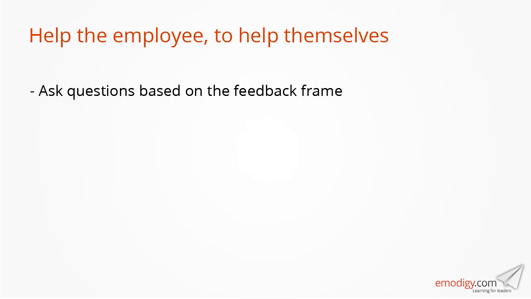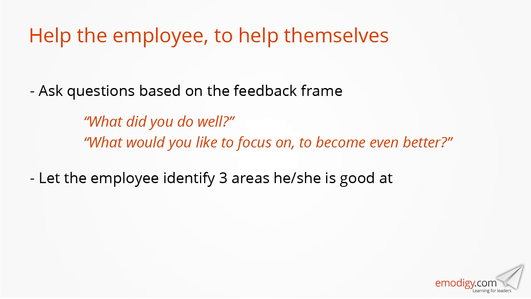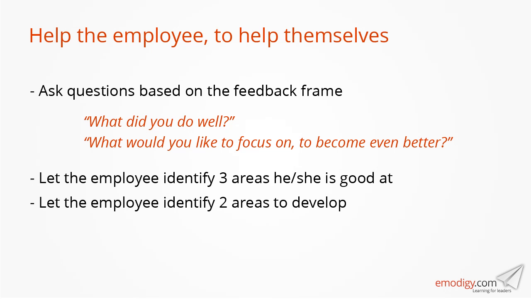Help the employees to give feedback to themselves. The employees need to learn how to give themselves the developing feedback. The manager can do that by asking questions based on the feedback frame. The first question is, "What did you do well?" And then, "What would you like to focus on in order to become even better?" It is necessary to keep on asking until the employee has found 3 specific areas where he or she is good at and 2 specific developing areas which the manager can support and follow up on. Ask for an overall positive phrase at the end.